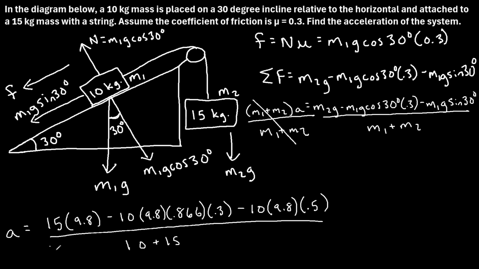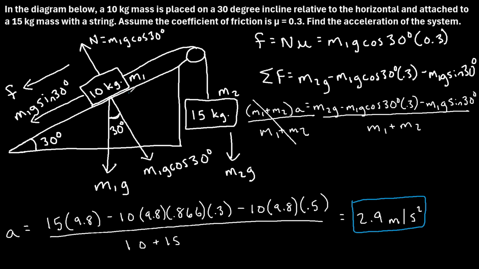So when you punch all of this into a calculator and simplify, this comes out to about 2.9. And we're talking about acceleration, so our units will be meters per second squared. So that will be our final answer on this one. That is what the acceleration of this system will be.